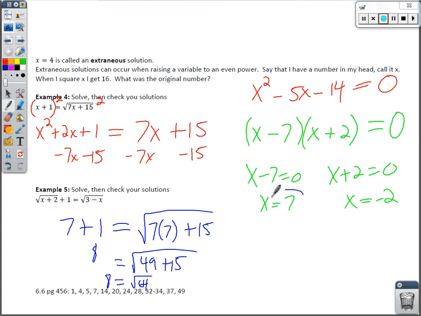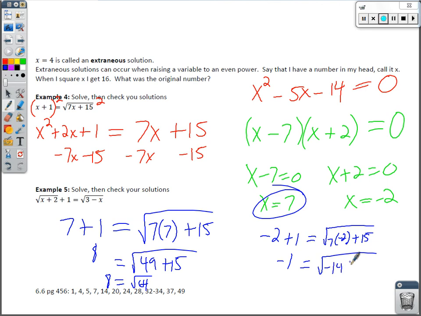So 7 works. Now let's try negative 2. So we're going to have negative 2 plus 1 equals the square root of 7 times negative 2 plus 15. So that's negative 1 equals the square root of negative 14 plus 15. So on the right side we get the square root of 1, left side we get negative 1. Now since that is the principal square root of 1, that's 1, so we get negative 1 equals 1, which is false. So we throw out negative 2, that's an extraneous solution.